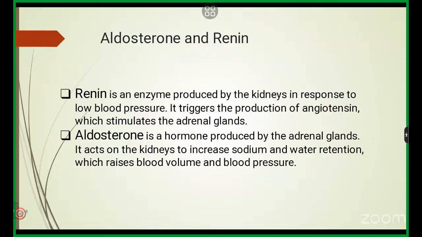There's another hormone I was talking about that we are now going to see regulates kidney function: renin and aldosterone. Renin is an enzyme produced by the kidneys in response to low blood pressure. It triggers the production of angiotensin, which stimulates the adrenal gland. Aldosterone is a hormone produced by adrenal glands. It acts on the kidneys to increase sodium and water retention, which raises blood volume and blood pressure.